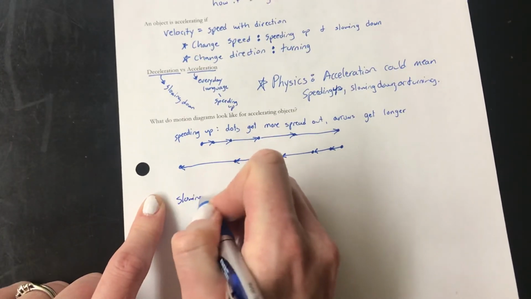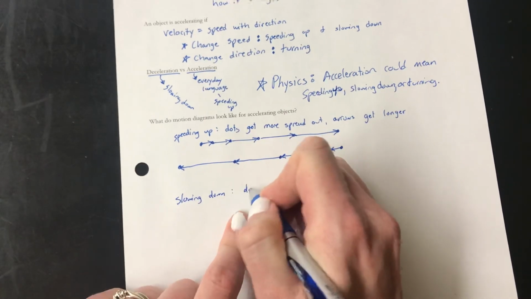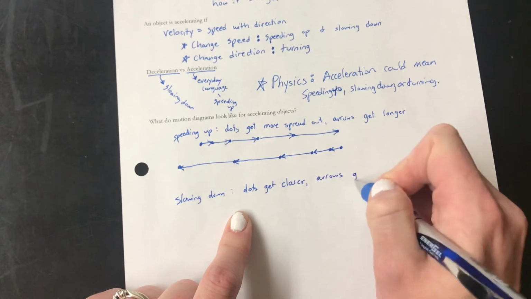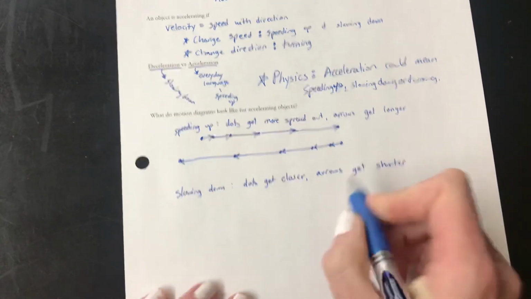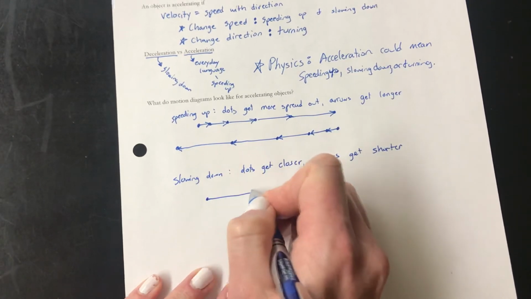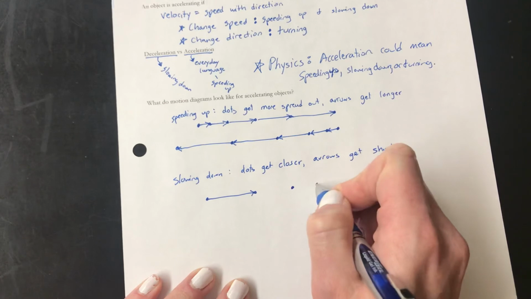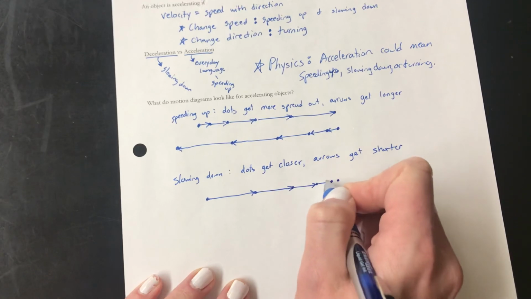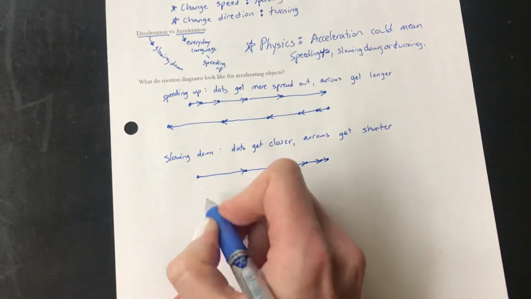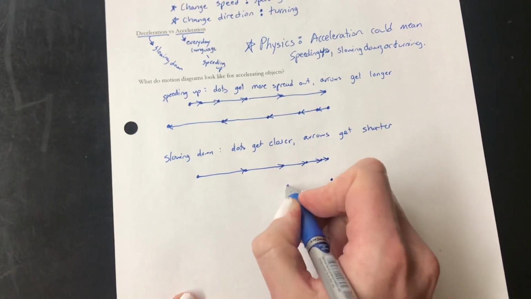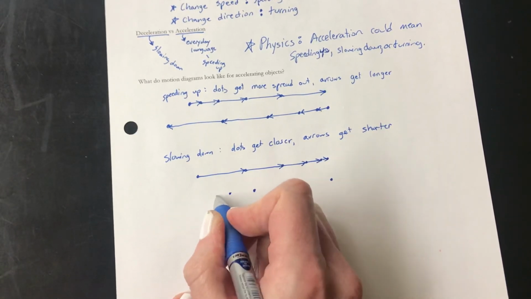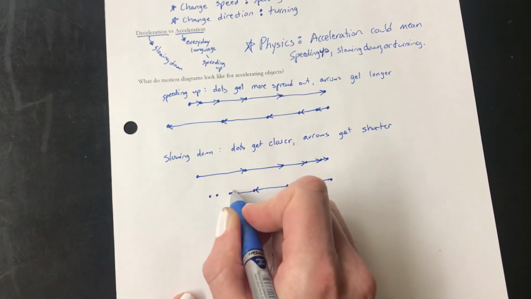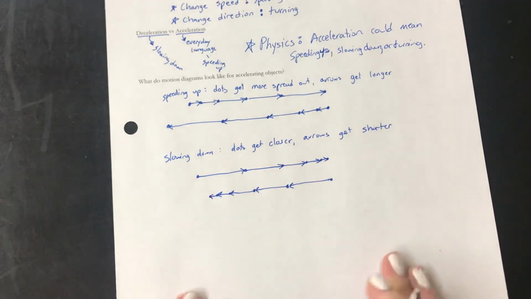If I'm slowing down, then that's going to be the opposite. So my dots are going to get closer, and my arrows are going to get shorter. So let's see. In the positive direction, I'm going to start out with long arrows. Let me draw my dots first. And my dots are going to get closer together. Sometimes these are hard to draw because it's weird having the dots get closer together. And if I'm going in the opposite direction, then my dots are getting closer together as well, and my arrows are getting shorter. Okay? So those are what the motion diagrams are going to look like.